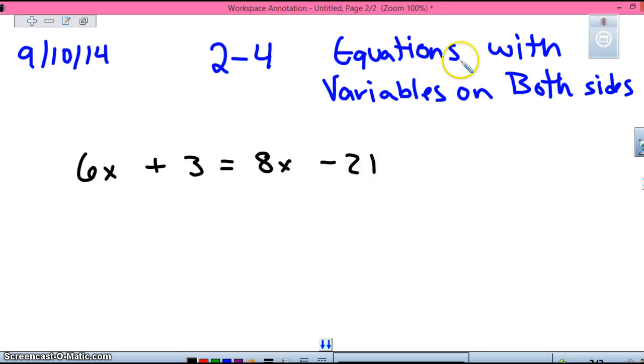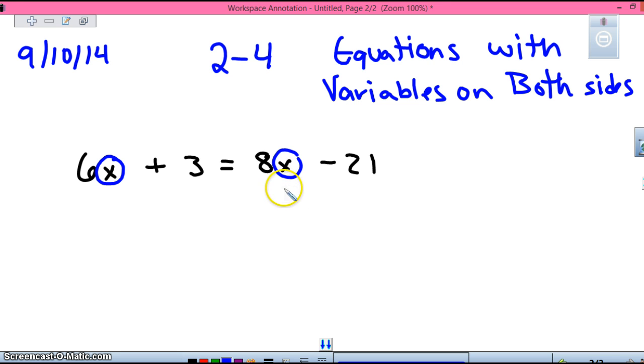Today we're talking about equations with variables on both sides. If we have 6x plus 3 equals 8x minus 21, notice that we have a variable on both sides of the equal sign. So the first thing we have to do is have the variable on one side. So what should we do?